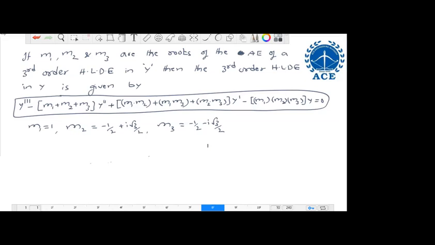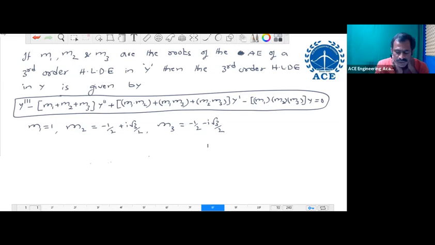Suppose in the options, the second term coefficient is the same in two options, and the last term coefficient is also the same. When the second term and last term coefficients are the same, we can directly verify the sum of the products of two roots only.